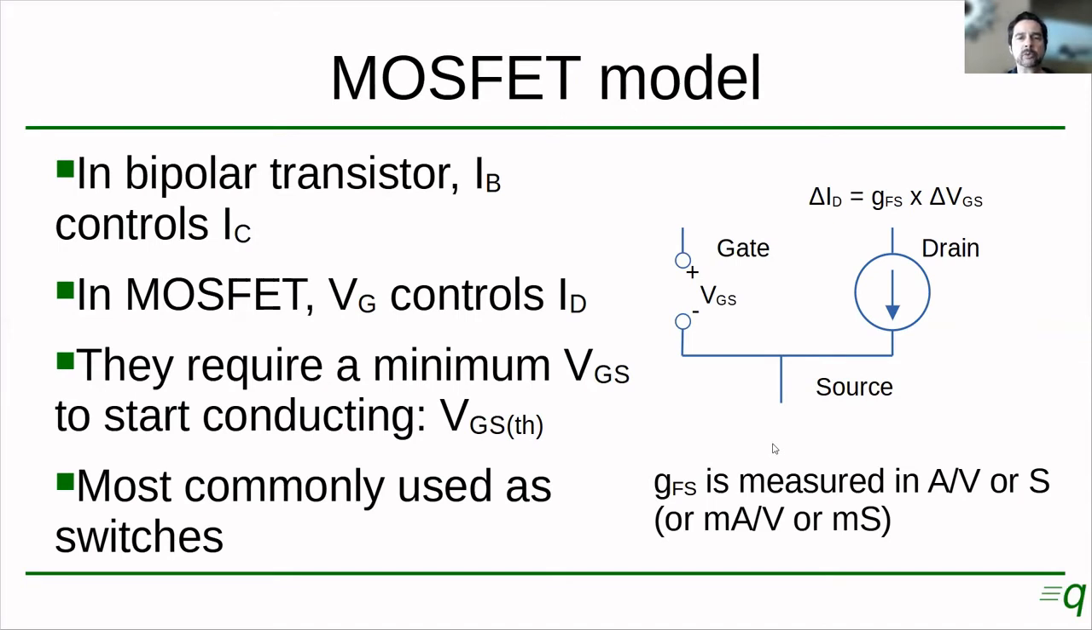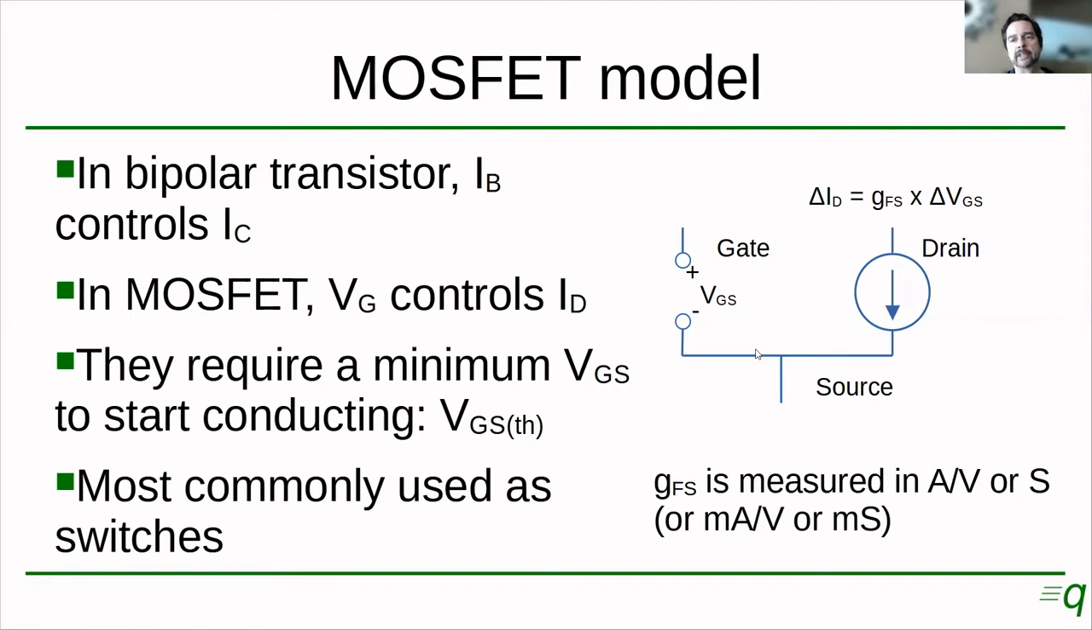Also, they require a minimum gate to source voltage to start conducting. Remember, on the bipolar, you had to forward bias the diode, so the voltage between the base and the emitter would be 0.7 volts, right? You would need at least about 0.5 volts to make that transistor start conducting, and about 0.7 volts to make it conduct a current that is useful for you, typically, right?